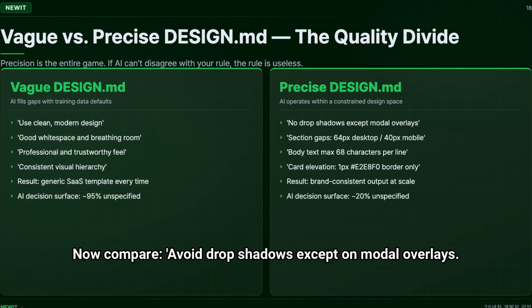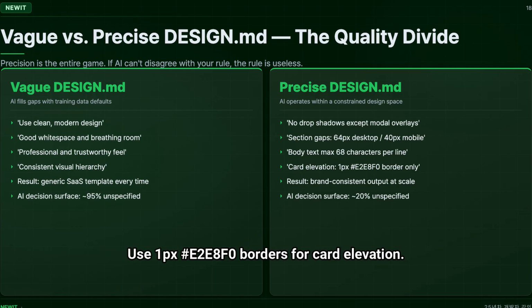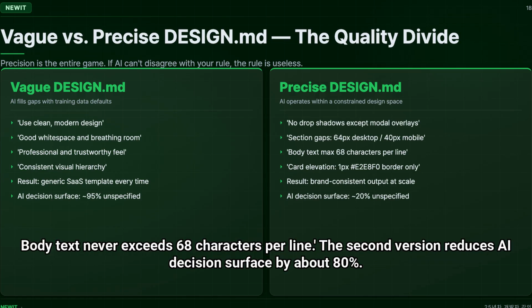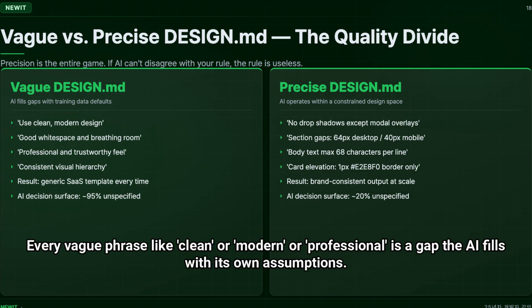Now compare. Avoid drop shadows except on modal overlays. Use 1px E2E8F0 borders for card elevation. Whitespace between sections is 60px on desktop and 40px on mobile. Body text never exceeds 68 characters per line. The second version reduces the ambiguity surface by about 80%.